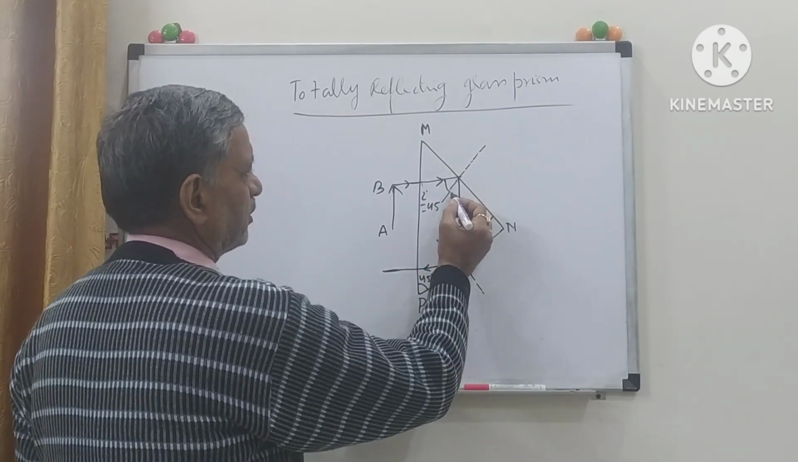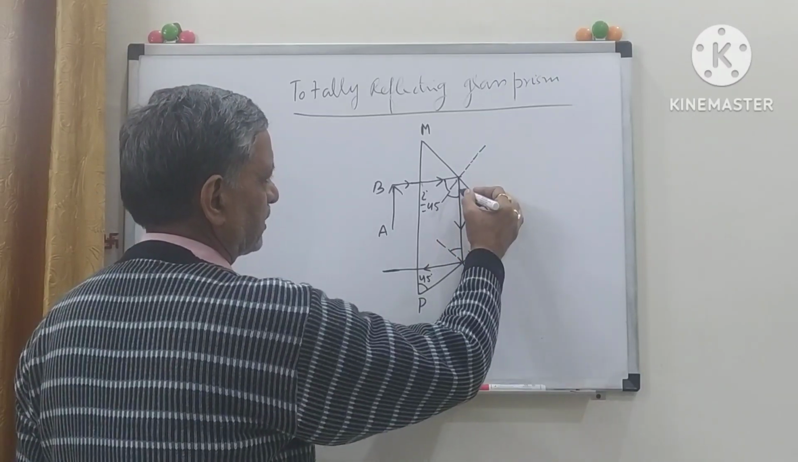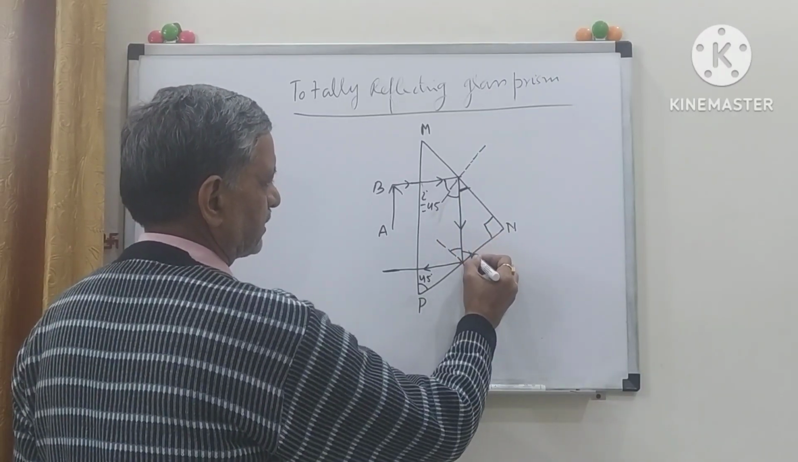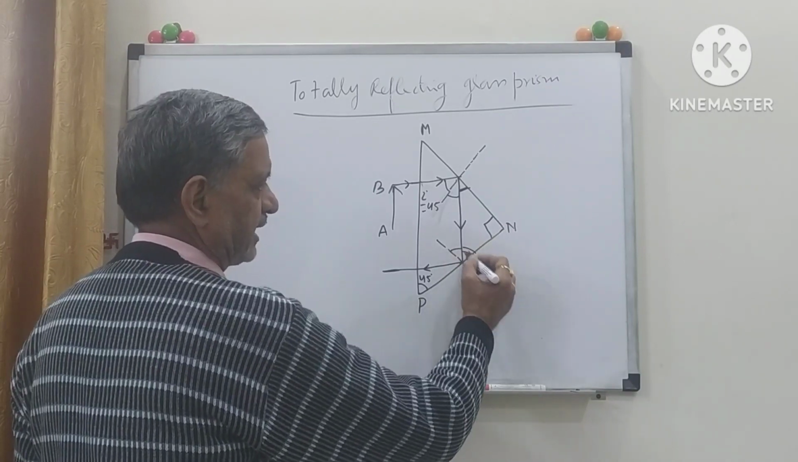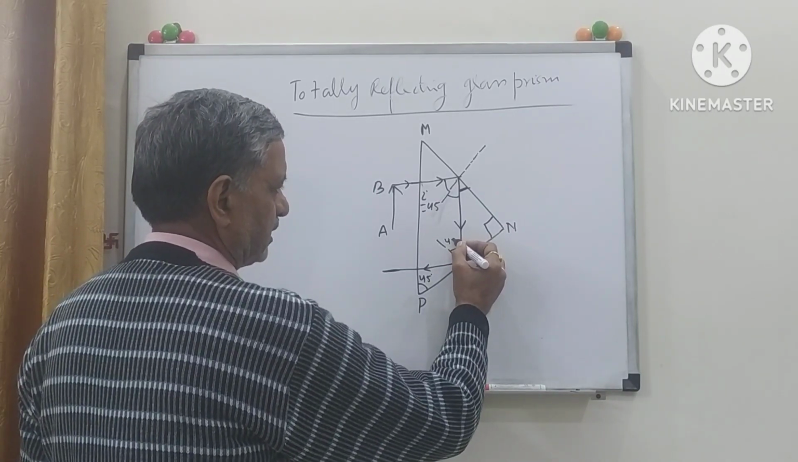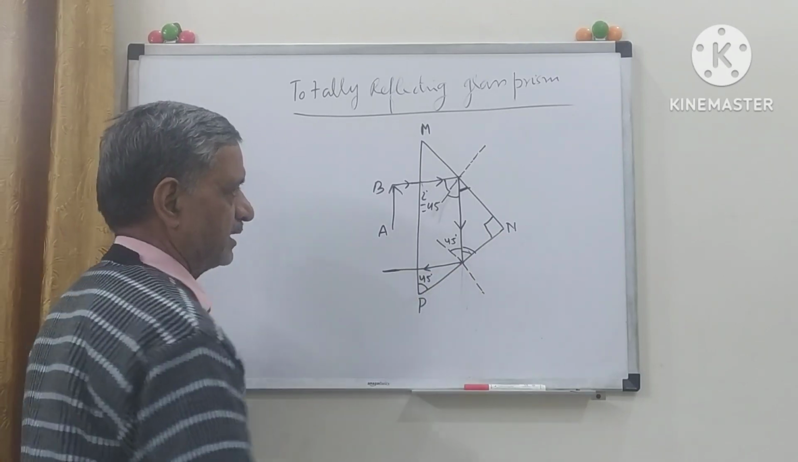How is this so? Because this angle is 45, then this is 45. This is 90 degrees, means this is 45. This is totally 90, so again it is 45. Greater than IC, so it is reflected back like this.